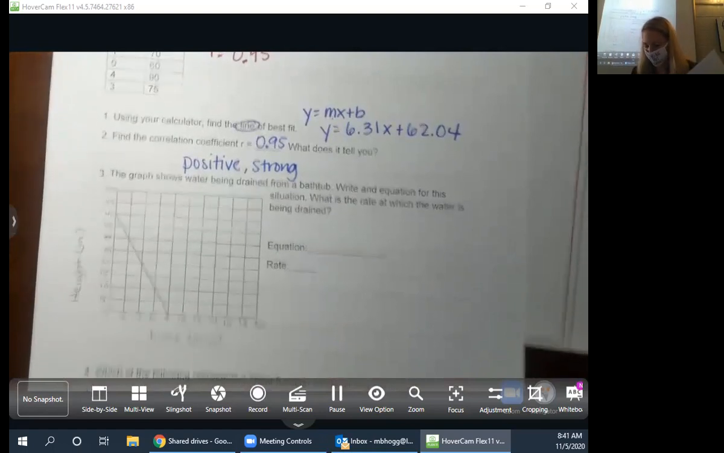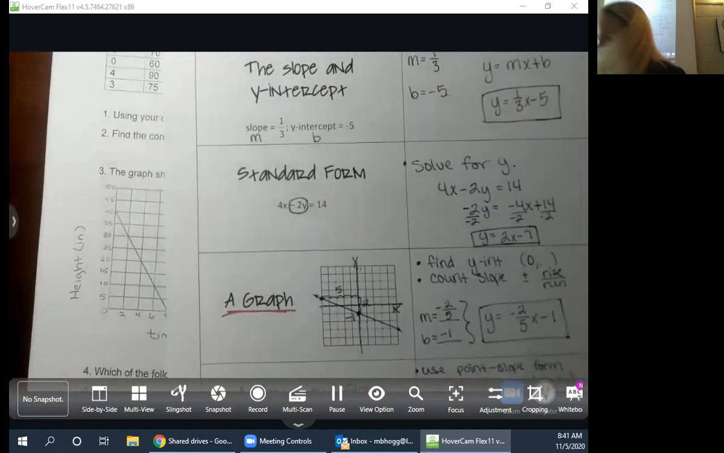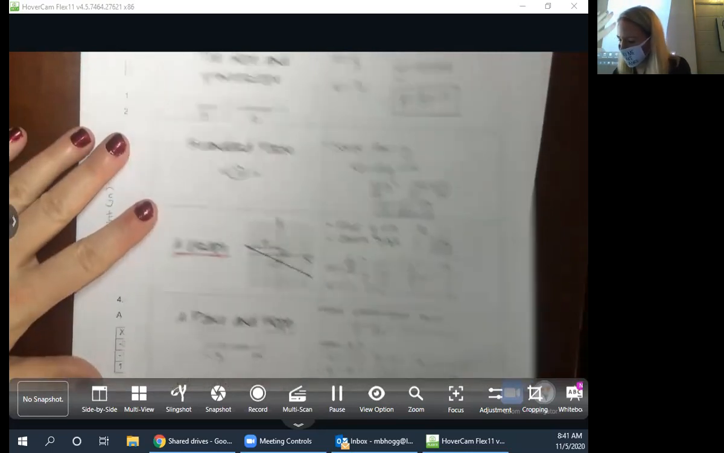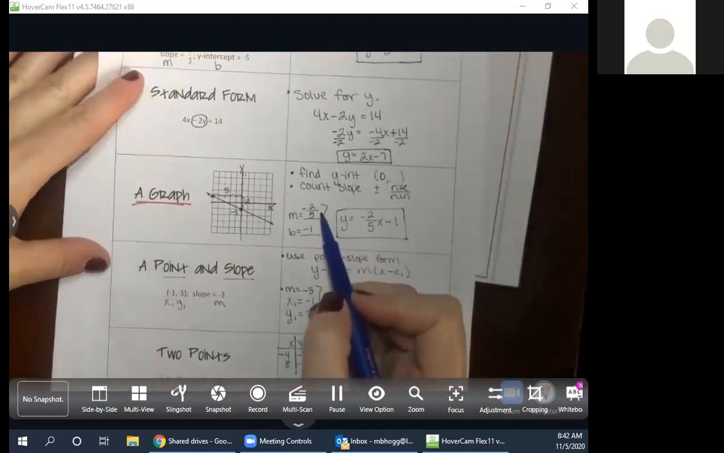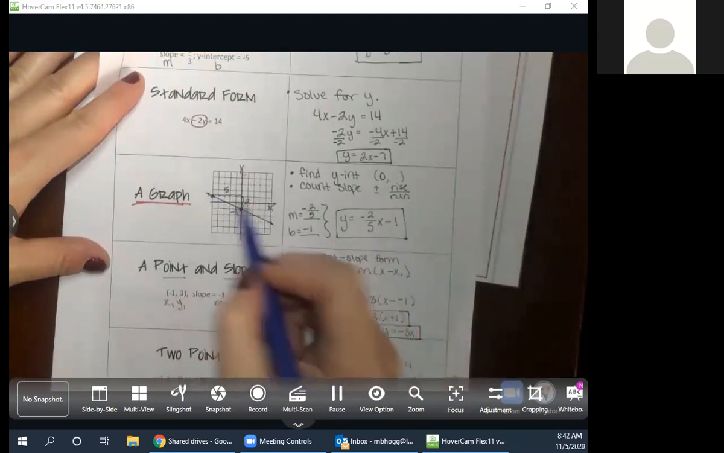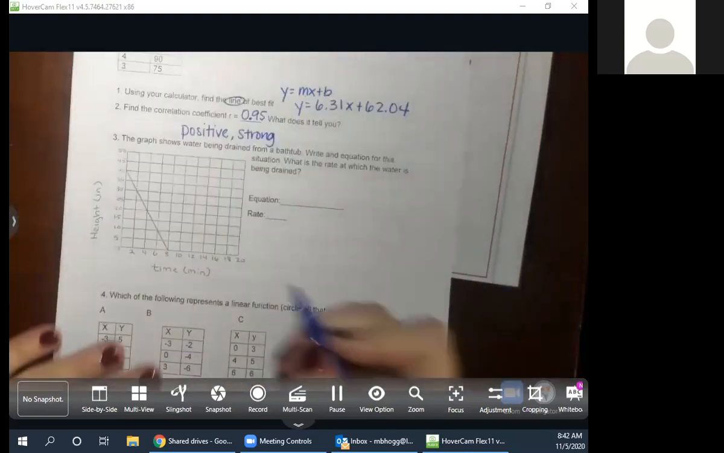When you don't know how to get an equation, you should look at this paper. If you don't remember it, it's the graphic organizer. Here they give us a graph, so we're going to be looking at how to find an equation from a graph. We find our y-intercept. We find another point. We do rise over run. That's our slope. So let's do that right now.